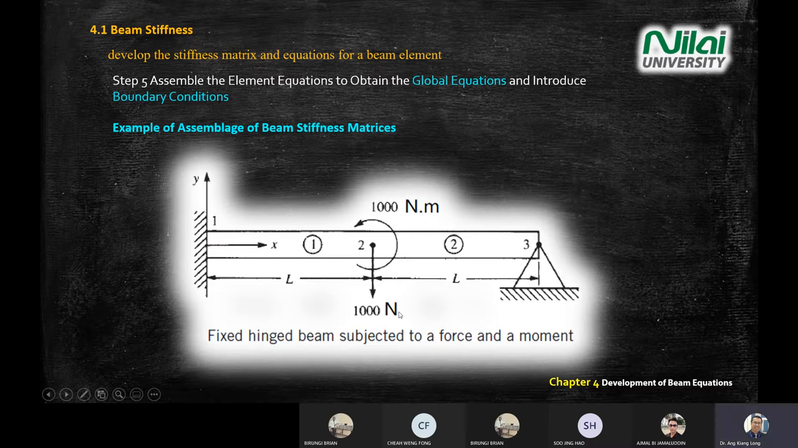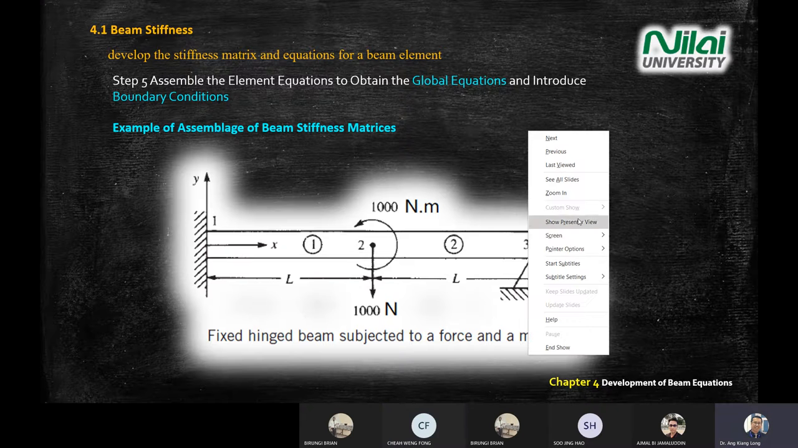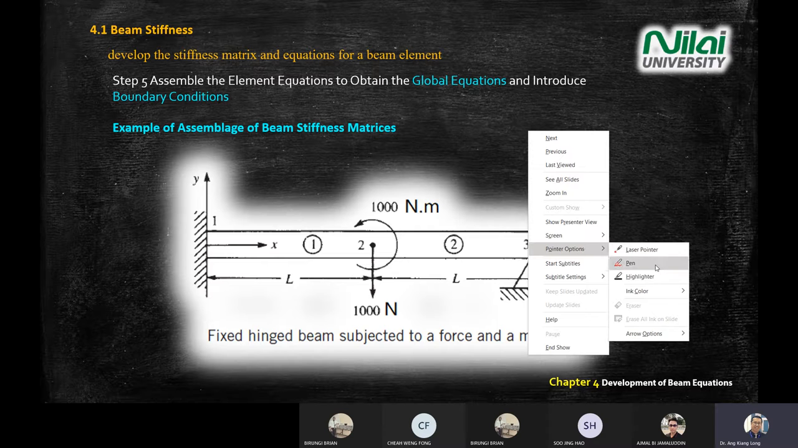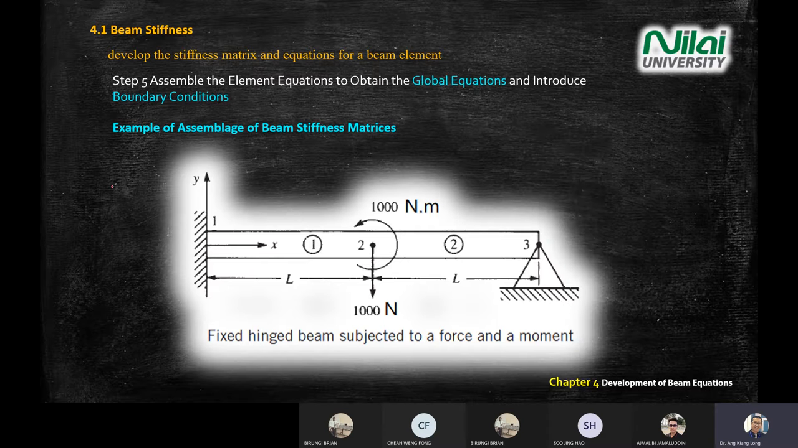What is the sign that you use for this external force? Is it positive or negative? This 1000 newton. Negative. Why negative? Because the Y direction is going out. Correct.